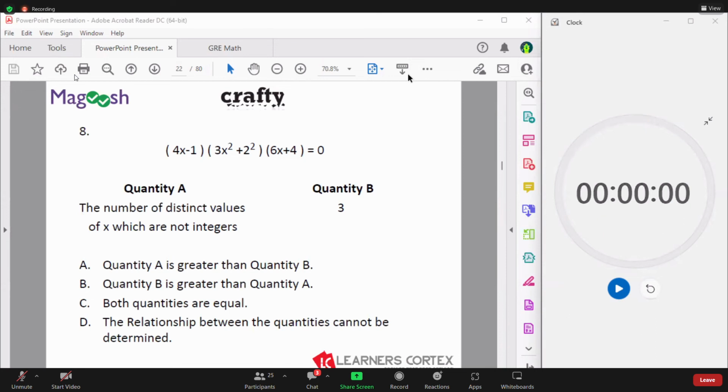Pratusha, would you like to help us? Sir, I couldn't do this one. Okay, Vishal. Sure, sir. We can split the terms because the product is 0. 4x minus 1 equals 0, or 3x square plus 4 equals 0, or 6x plus 4 equals 0. In the first equation, x is 1 by 4. Second equation is plus or minus 2i by root 3. And x equals minus 2 by 3.